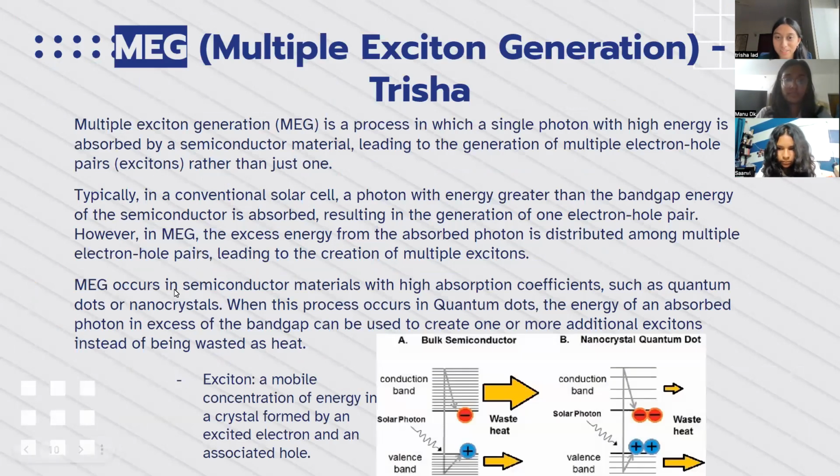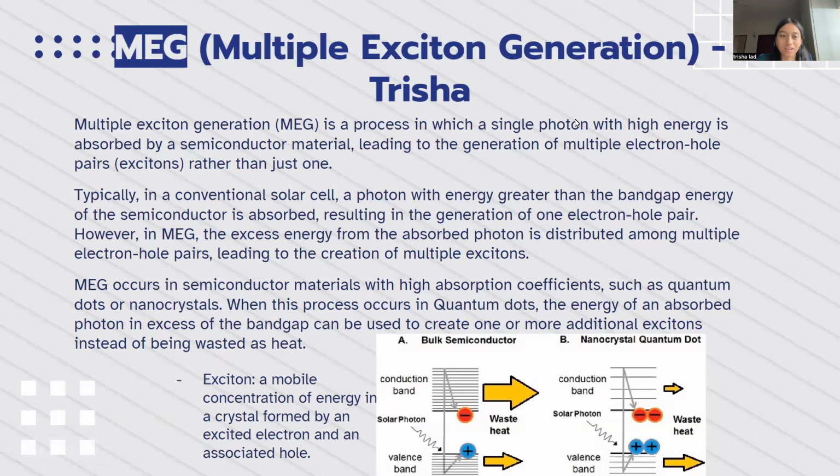Okay, next we have multiple exciton generation. Multiple exciton generation is a process in which a single photon with high energy is absorbed by a semiconductor material, leading to the generation of multiple electron-hole pairs, excitons, rather than just one. Typically, in a conventional solar cell, a photon with energy greater than the band gap energy of the semiconductor is absorbed, resulting in the generation of one electron-hole pair.